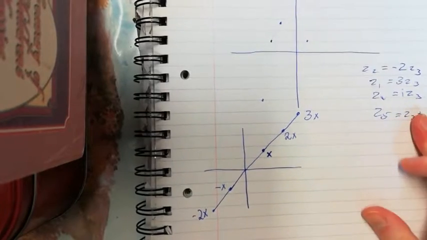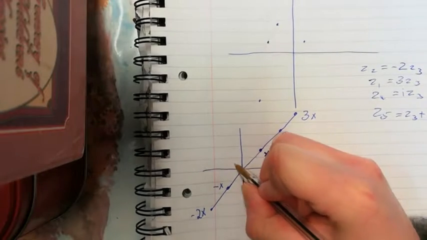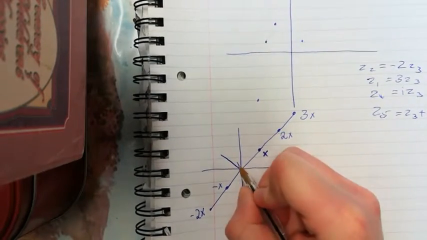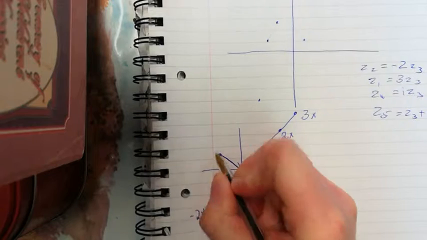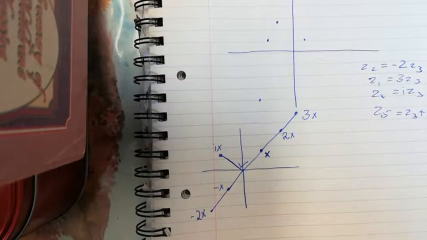But if we multiply x by a minus 1, minus x will be here, and then minus 2x will be here. And say if we were to multiply x by i, this would rotate it 90 degrees anti-clockwise. So x would be here. So I'm going to use those little pieces of information to help me on this.